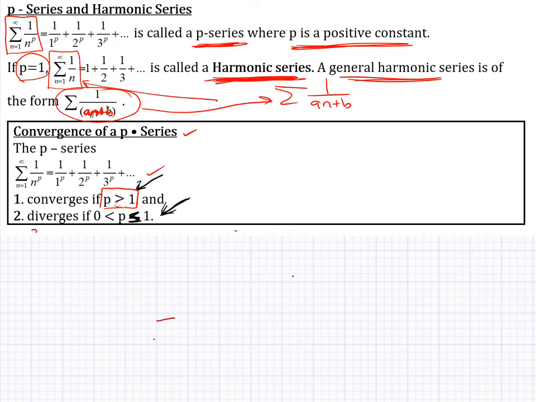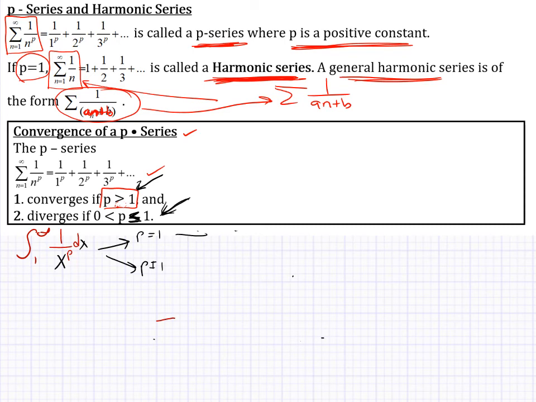But let's look at the integral from 1 to infinity of 1 over n to the p dn. You guys, I'm sure, don't like the n's, so let's say 1 over x to the p dx. Okay. Now we've got to split this into two options: p equals 1, and p doesn't equal 1.